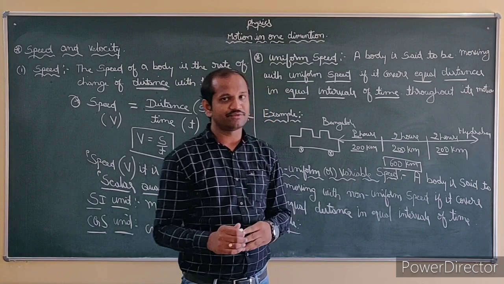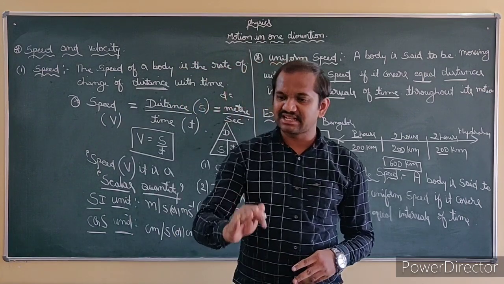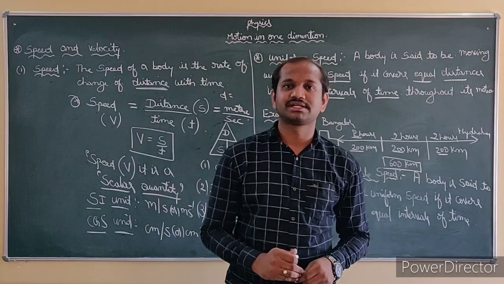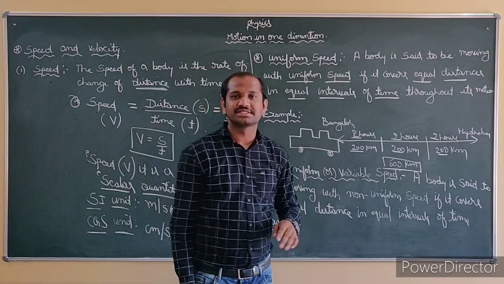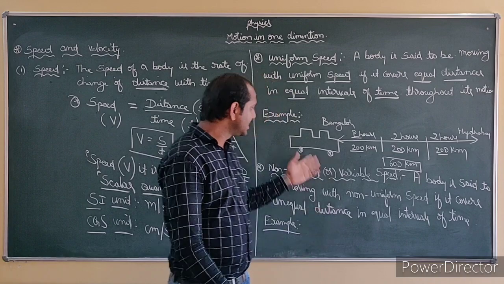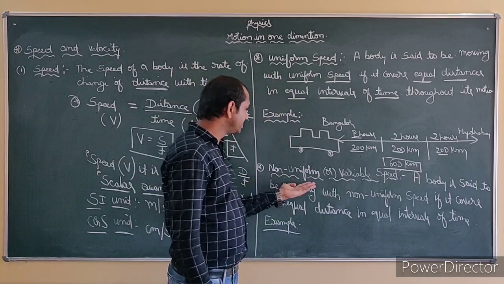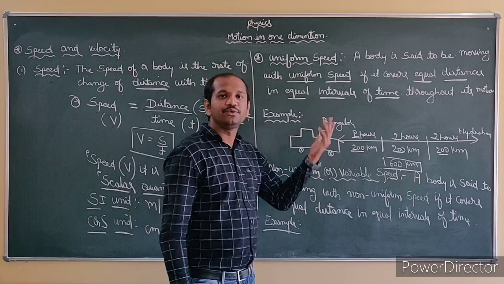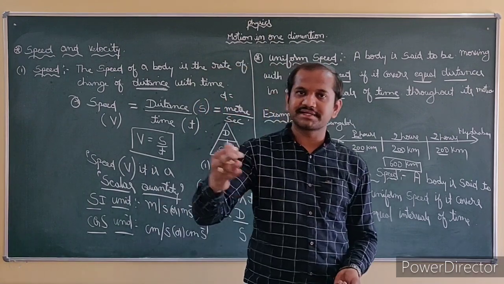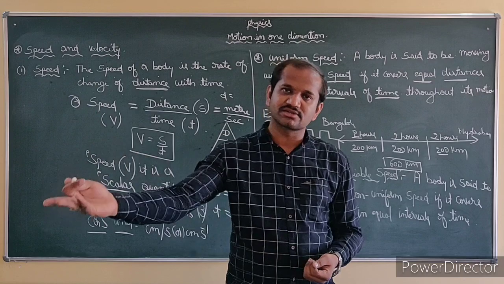Understand what we mean by uniform speed. A body should cover equal distances in equal intervals of time. Then we will consider that the body is moving with a uniform speed. I hope you have understood. Next, let us go to what we mean by non-uniform or variable speed. It's just the reverse of uniform speed. If a body covers equal distances in equal intervals of time, it is called what?